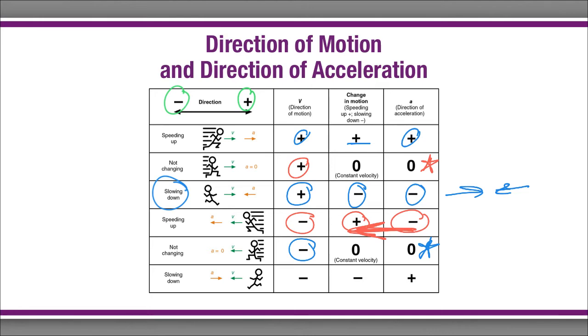But then, say you decide to slow down again, now in the left direction, so you have to change directions again, plant and cut, if it were in a sporting event. You're still moving in the negative direction, but now your change in motion is negative because you're slowing down, which means that the direction of your acceleration has to be opposite that of your velocity, meaning it would be positive because you're still moving left.